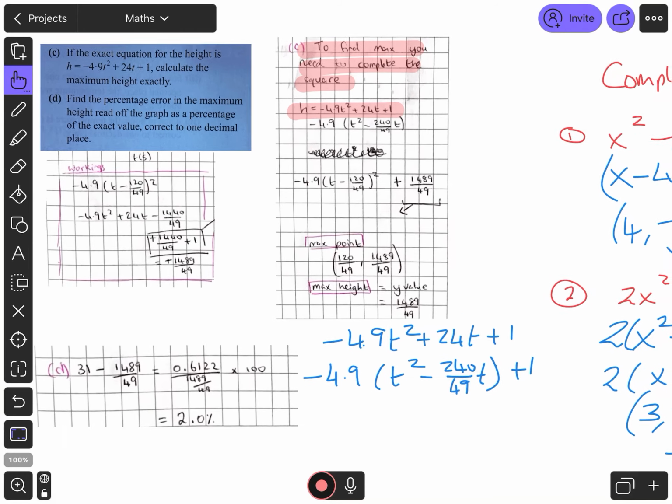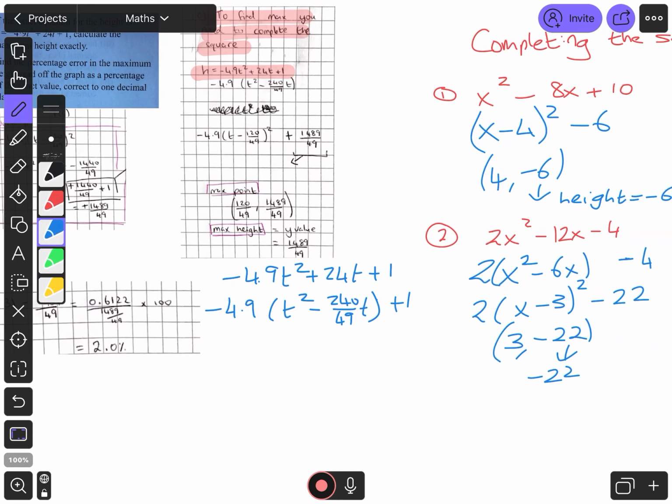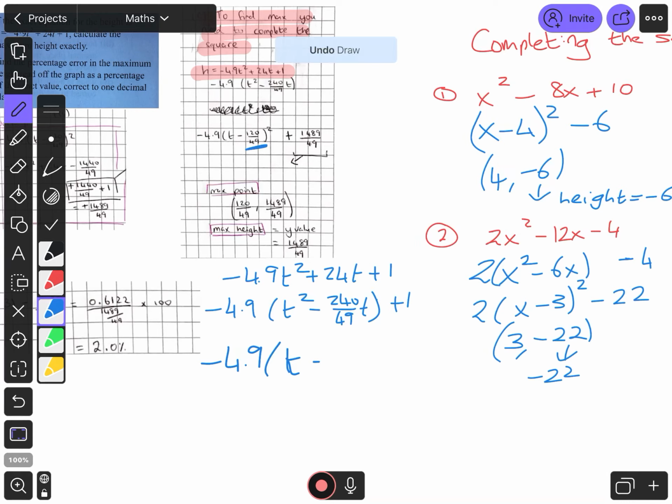So if we look at where we're at this stage, I'm at the same stage as this here. I've just taken out that 2 as common. I've just happened to have a worse number here, and it's 4.9. So next stage, to go from here to here, I know all I have to do is divide this by 2, same as I divided this by 2. So I have my minus 4.9. I have t minus this divided by 2. That's where I'm getting that number up there, the 120 over 49. And that's squared. Now I don't need the plus 1 here because I know something else has to go in here.